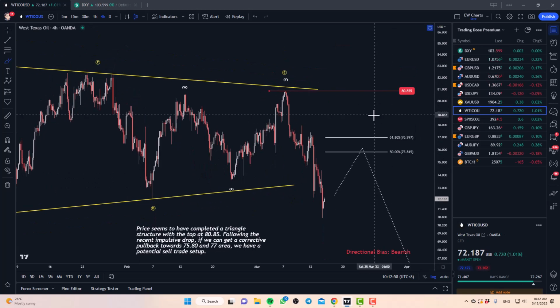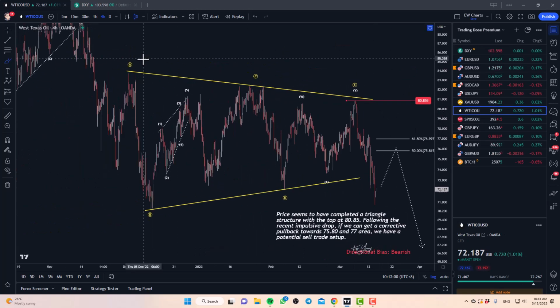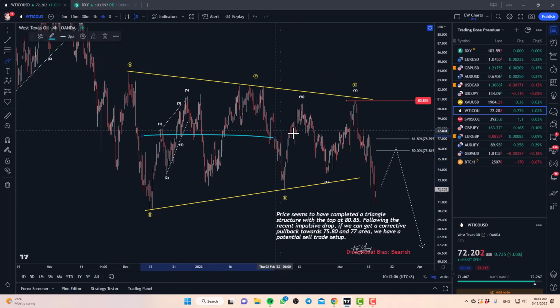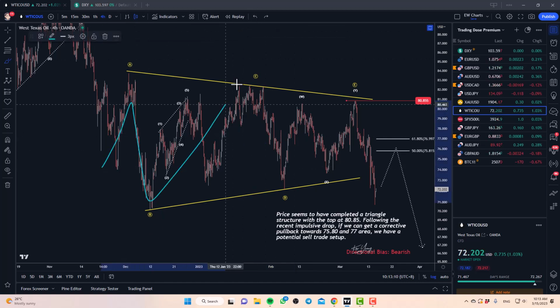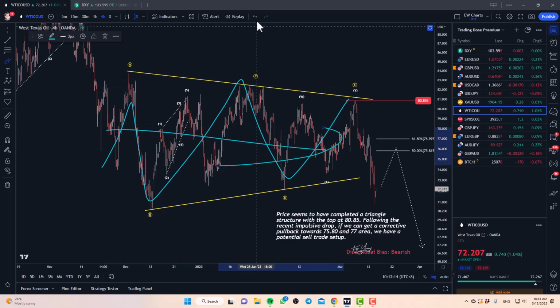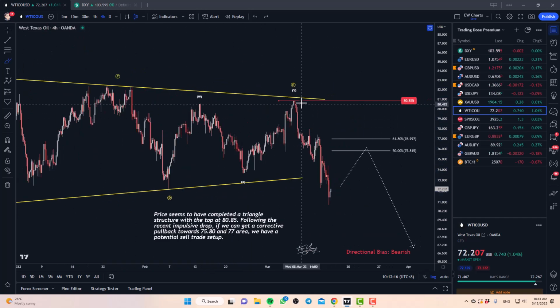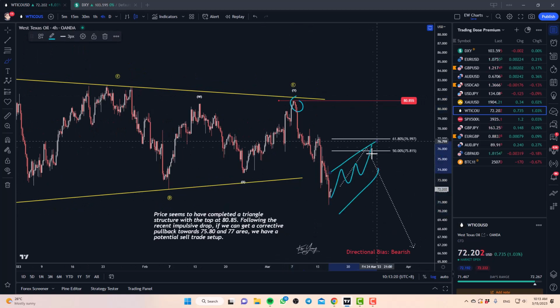Crude oil over here, we have updated this a little bit to a triangle structure, because of this recent drop here. I think the consolidation may have completed, and what we're seeing here is 1, 2, 3, 4, 5, or basically A, B, C, D, E, triangle done. And with that, this established the top. So if you can get a decent corrective pullback, we can look for another sell in crude oil.